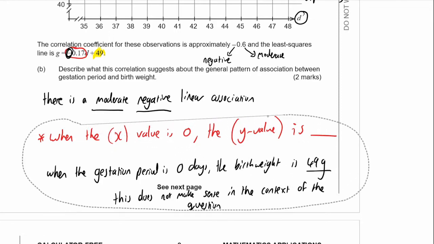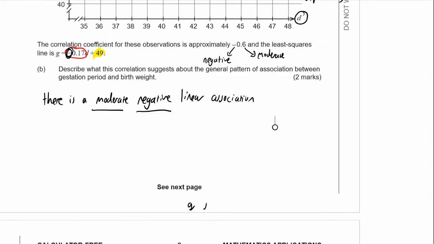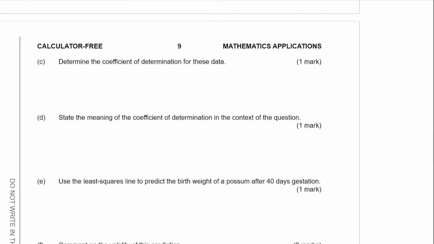So let's just get rid of all this because it's not part of our final solution. And we'll just cut it out. And we'll get rid of the bottom bit. All right. Determine the coefficient of determination. So we know that the coefficient of determination is r squared. And if r is negative 0.6, the coefficient of determination will always be positive because 2 negatives make a positive. And 0.6 squared is just going to be 0.36. You could also write that as 36% if you wanted to.